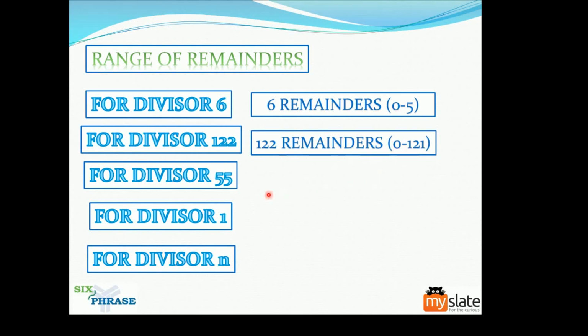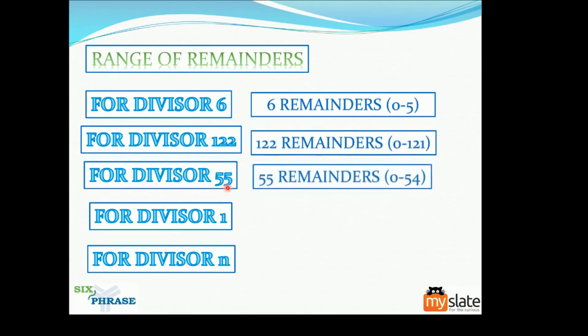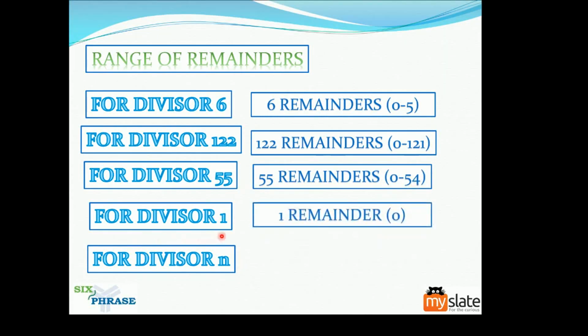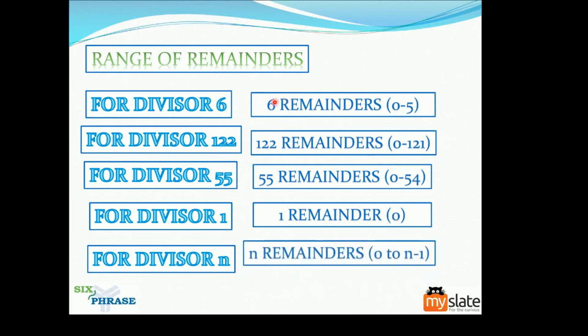For divisor 55, again you will have 55 remainders. It starts from 0 and goes up until 54. And for the divisor 1, you will have one remainder, and it is 0 and only 0. The reason is, you can divide any number by 1, right? All numbers are divisible by 1, so you'll never get a remainder other than 0. If you've been closely watching this pattern, the pattern is, for divisor n, there will be n remainders, and the range is 0 to n minus 1.